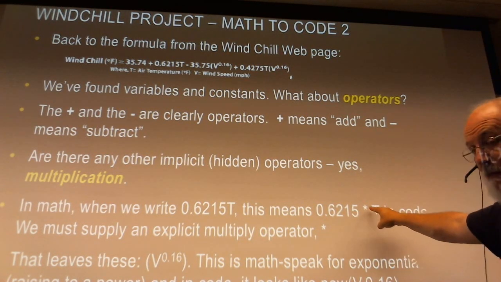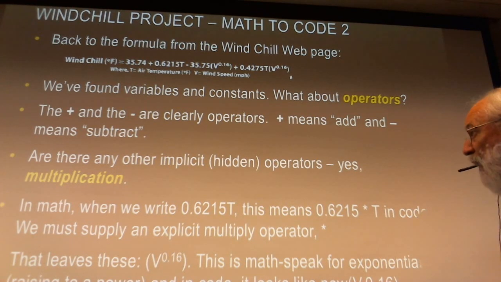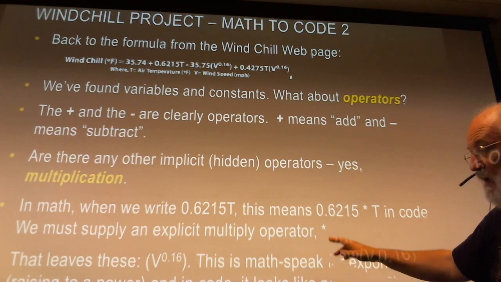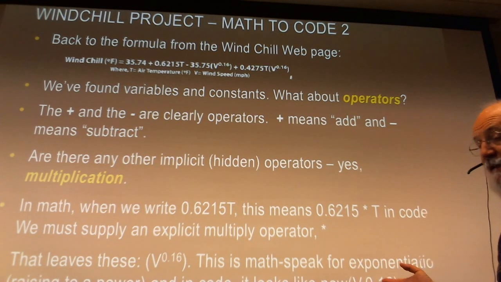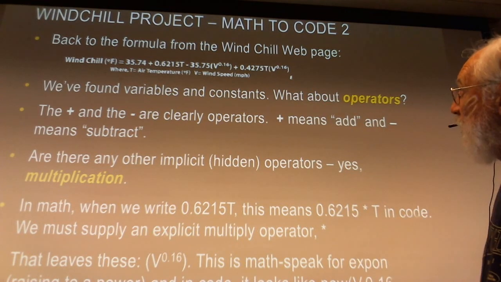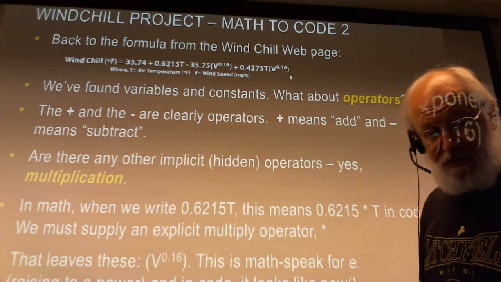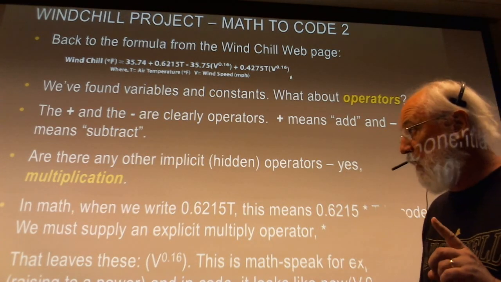0.6215 times t, which is an asterisk, which means multiply in Processing code. So we've got to supply the explicit star operator, or the asterisk, to get that to happen. And you'll see there's several of those in the equation. That happens a couple places. Now there's one more subtlety in here that we have to watch out for.